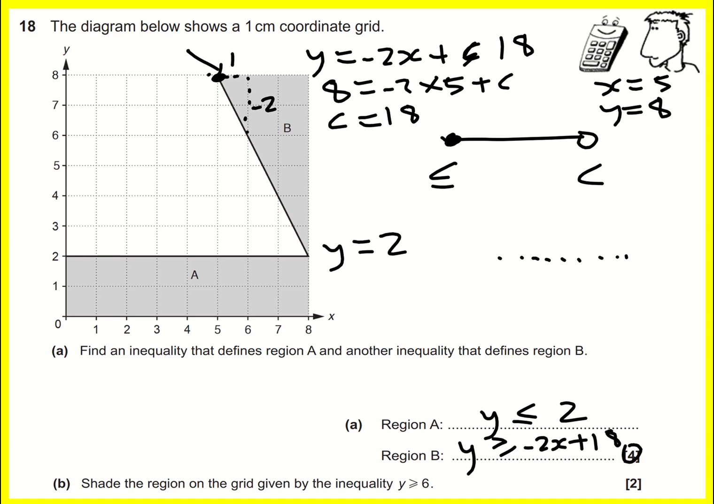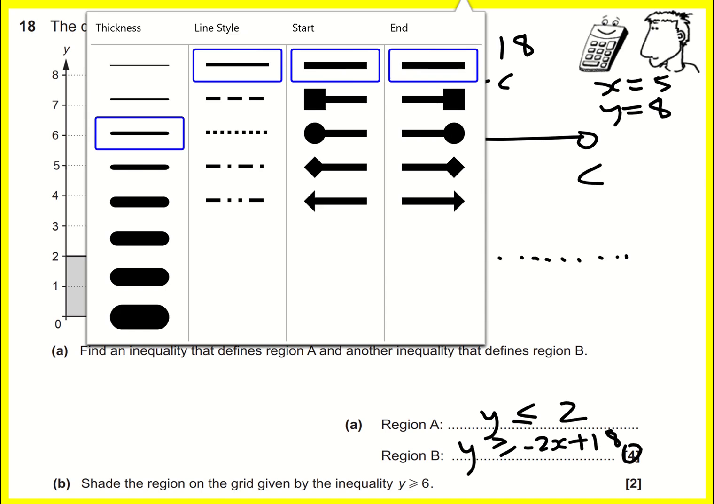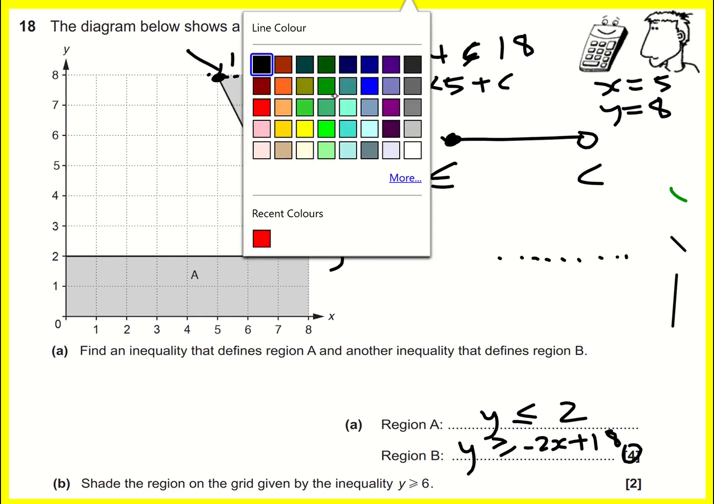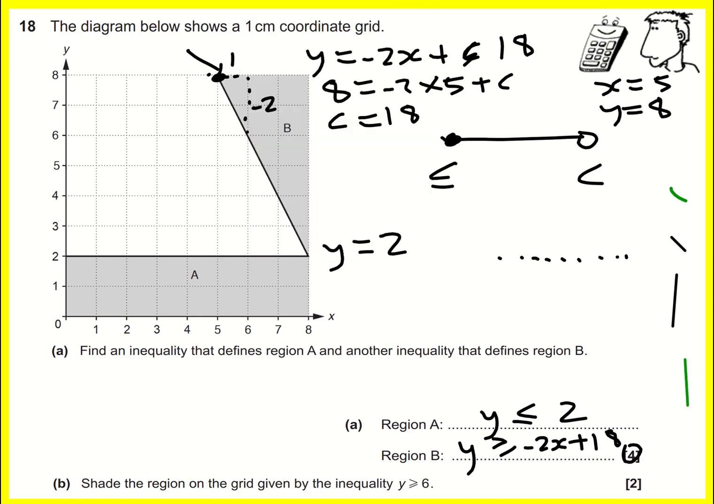Okay, believe it or not, that's the easy part of the question. Shade the region on the graph given by the inequality y is greater or equal to 6. Actually, this is not so bad. Let's get the line going. So that is y is greater or equal to 6.